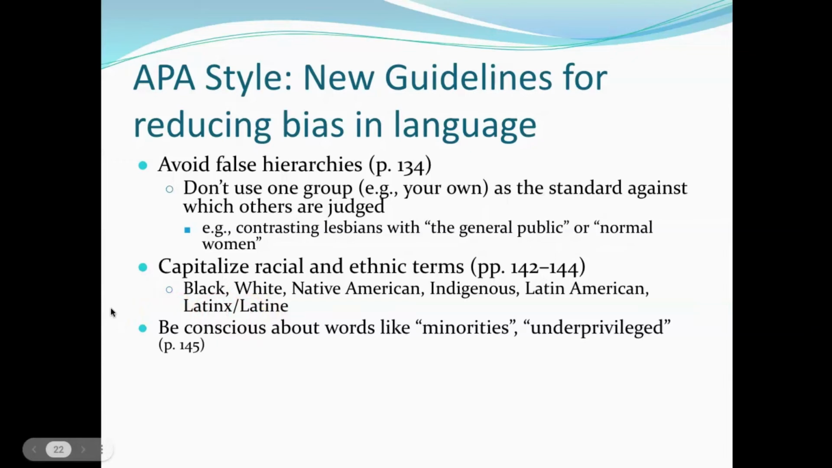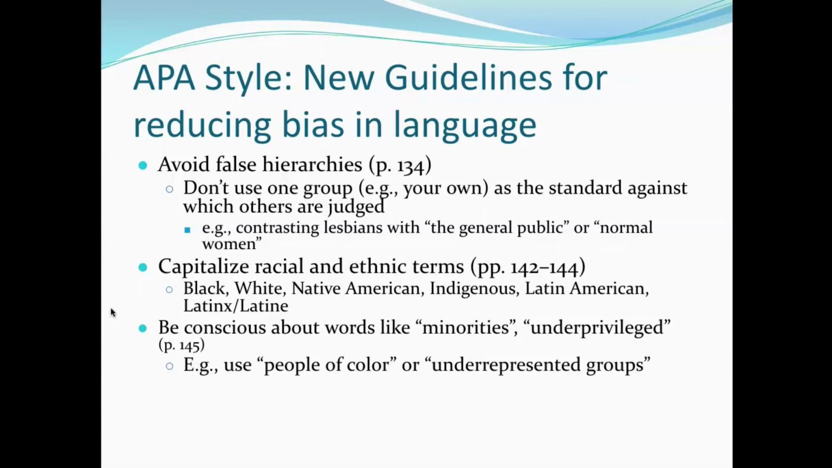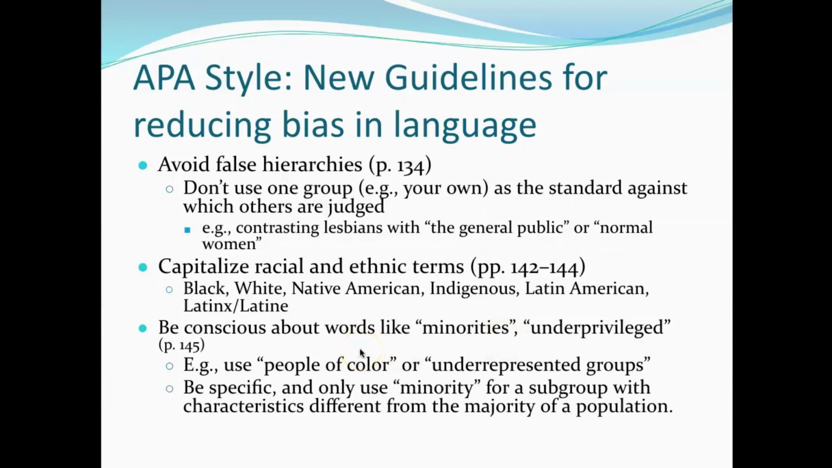And then in APA, it says to be conscious about your use of words like minorities and underprivileged. So sometimes people might use these words kind of unthinkingly to mean people of color or underrepresented groups, but it's not necessarily accurate that those people are always underprivileged or minorities. Be specific and only use the term minority for what it literally means: a subgroup with characteristics different from the majority of a population. For example, it's fine to say Muslim minorities living in India.